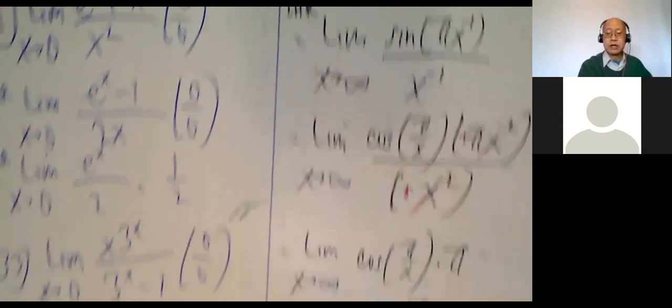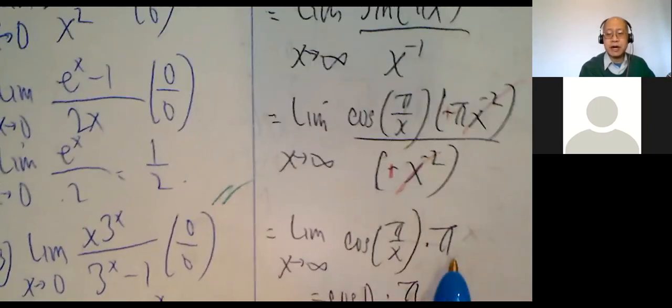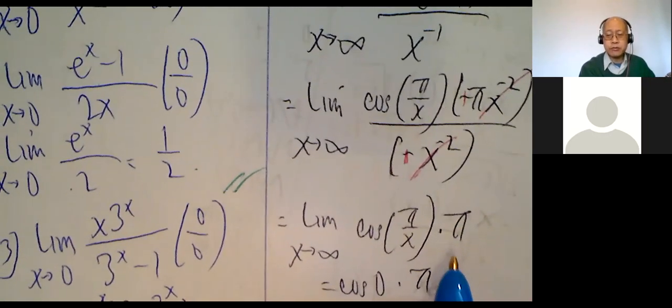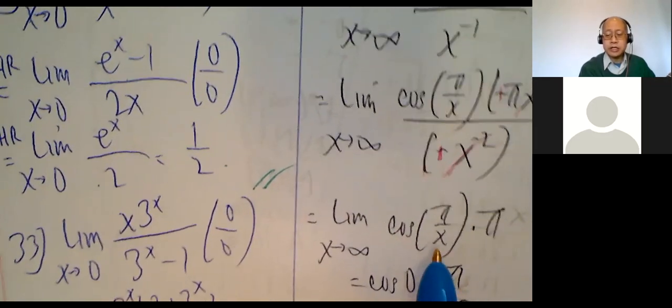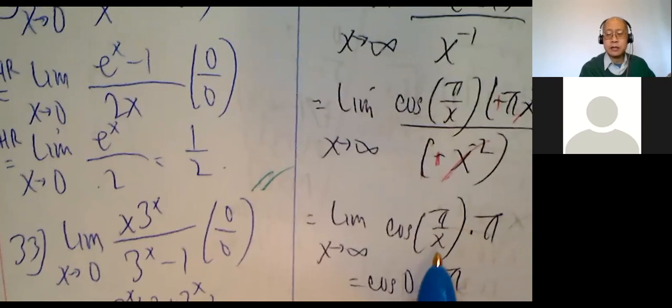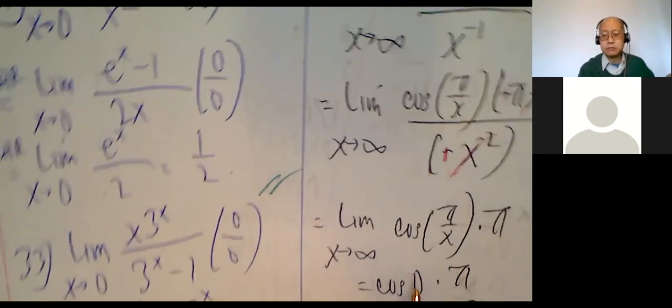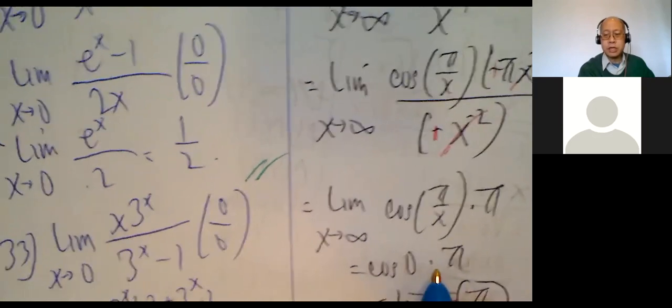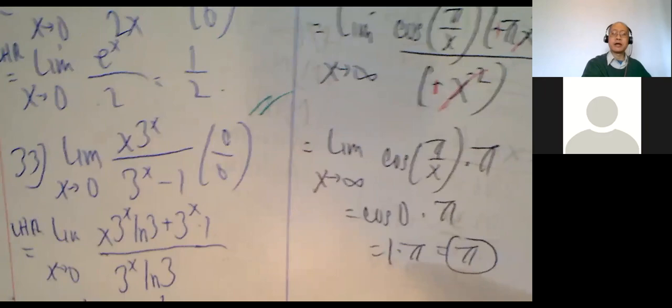I make them positive. So now I have the limit as x approaches infinity of cosine of pi over x times pi. Now we can determine what this is. So plug in a super big number, 1 billion. Pi divided by 1 billion is practically 0. So I have cosine of 0 times pi. Cosine of 0 is 1, times pi. So the final answer is just pi.